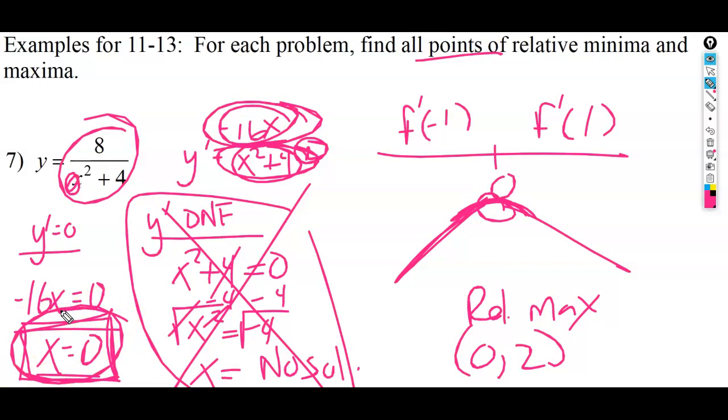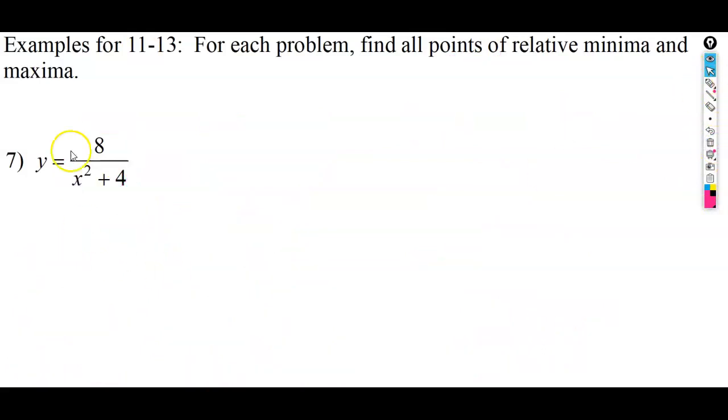So you don't always have to get both, sometimes you get neither. Here's another one. Let's do another relative extrema. So for this one here, we want to start by finding the derivative. So let's do that.